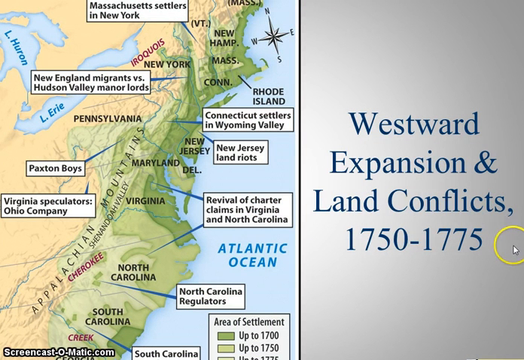So it is really westward expansion and land conflicts in the 1750s to 1775 that you see these things outbreak. You have the Paxton Boys out in the Appalachian Mountains. You have the North Carolina Regulators, who you'll read about in Howard Zinn, who are sort of rebelling against their colonial government and ultimately the crown as well.